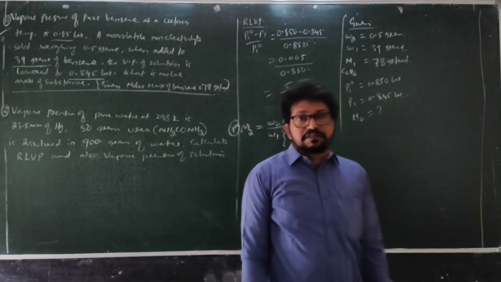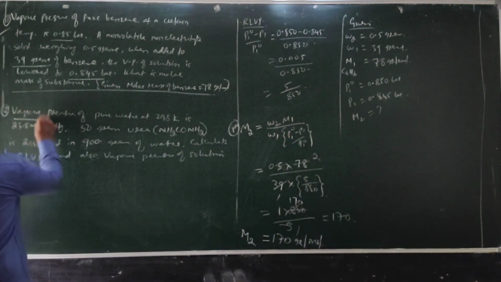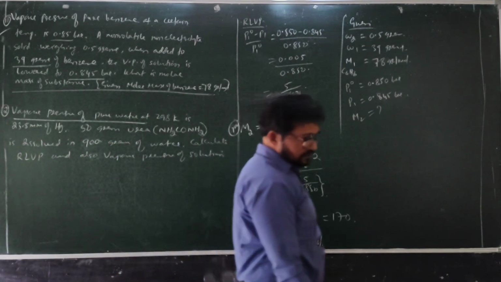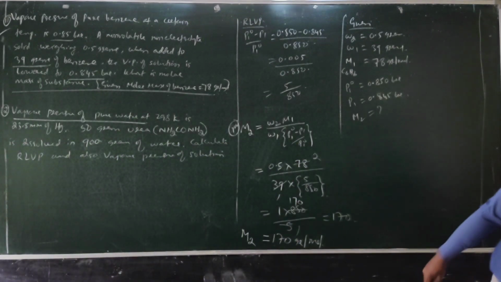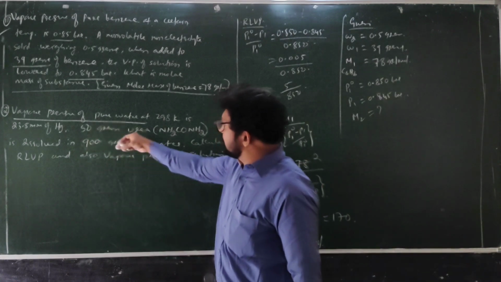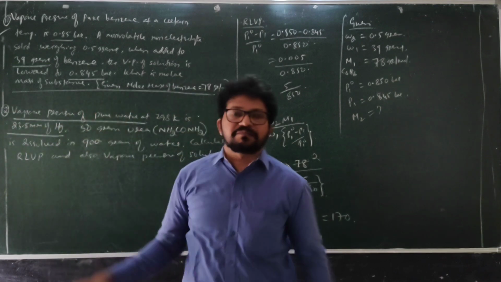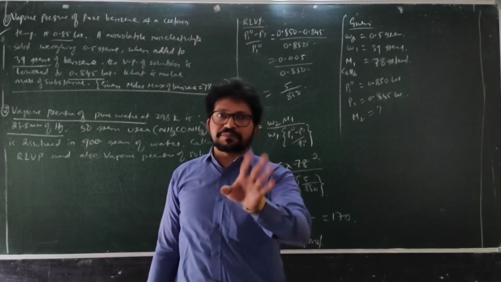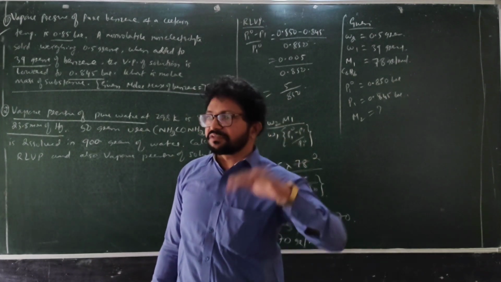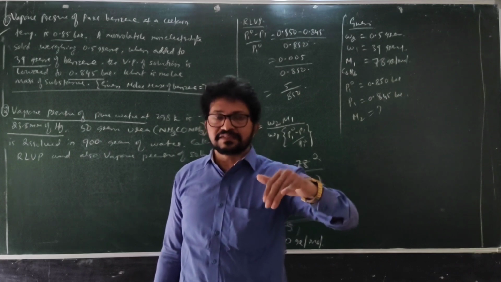Okay. Now another problem I will take, where I am going to ask you relative lowering of vapor pressure. You read the second problem. Vapor pressure of pure water at 298 Kelvin is 23.8 millimeter of mercury. Okay, atmospheric pressure is 760 millimeter of mercury. Remember, water is a liquid. Why? Because its vapor pressure is less than 760.